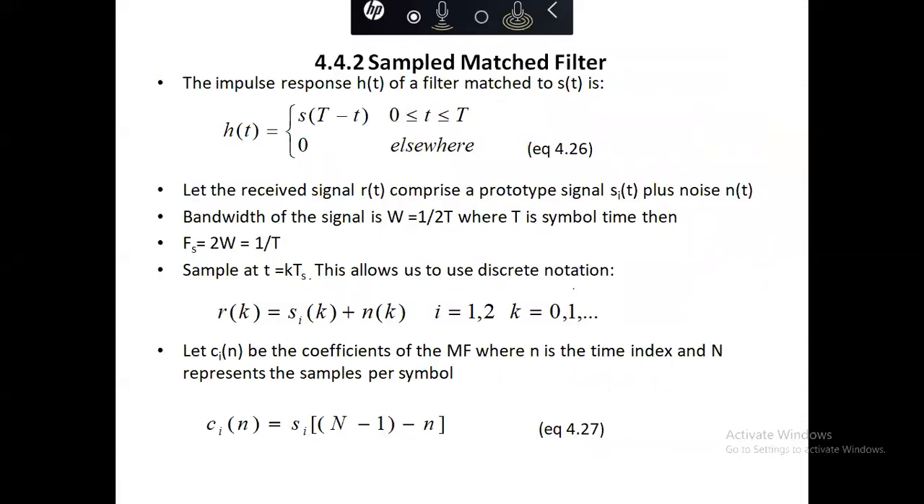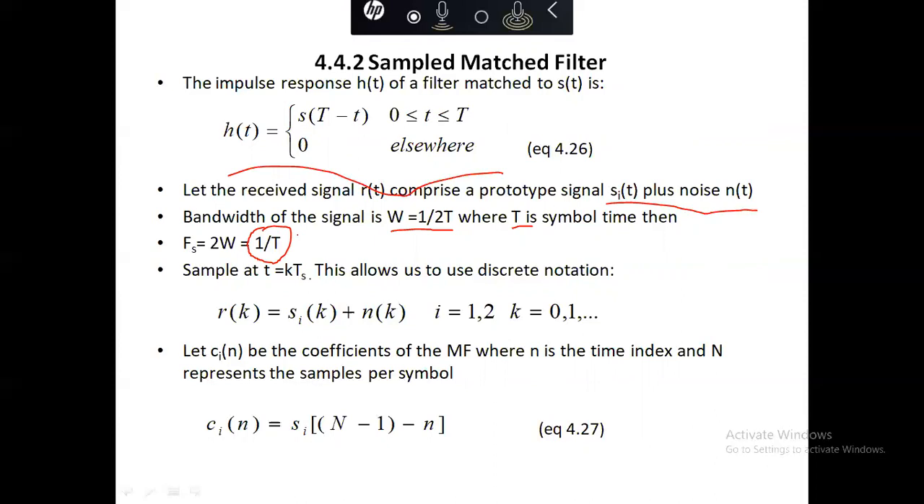So in the case of the sampled match filter, in practice we are using a sampled match filter. So we know the impulse response of the match filter. This sampled match filter has the signal with noise addition, and the bandwidth of the signal. What minimum bandwidth of the signal are we interested in? So in the pulse shaping case, we know this is 1 by 2t, where t is the symbol time or symbol duration. So we are sampling at a rate fs equal to 1 by t. So the value of this sampling rate is 1 by t.